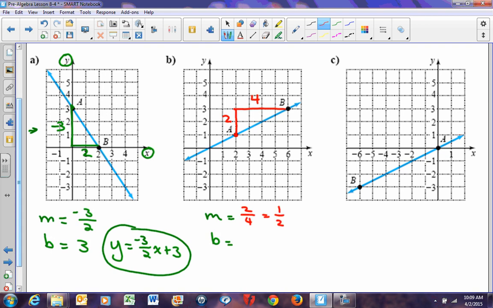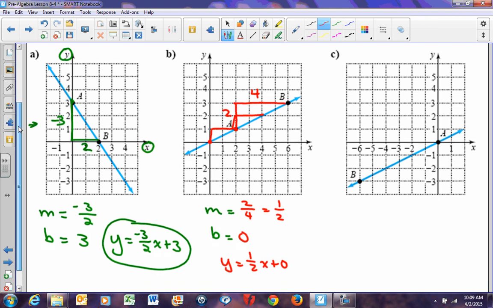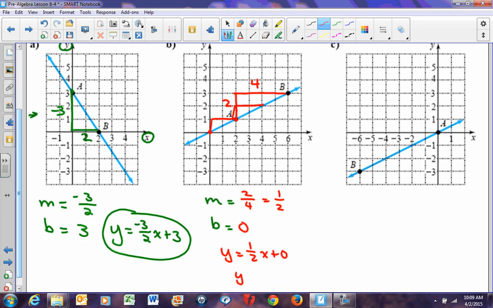And I can check that. Go up 1 over 2. Yep. Up 1 over 2. Yep. Still works. Crosses my y-intercept right here at 0. So my equation would be y equals 1/2 x plus 0, or just simply y equals 1/2 x. Either one is acceptable. I do not have a preference as to which form you write it in, whichever form you're more comfortable with.